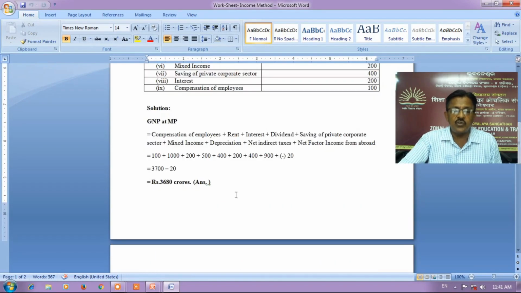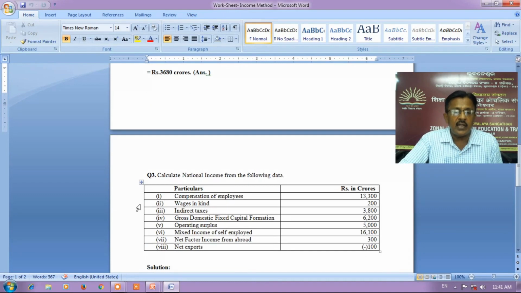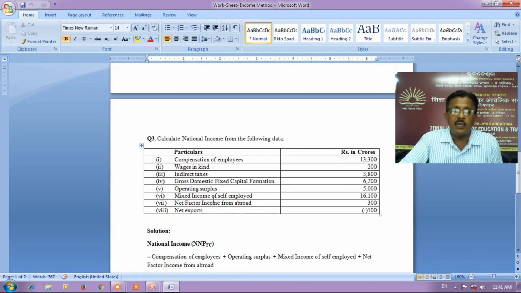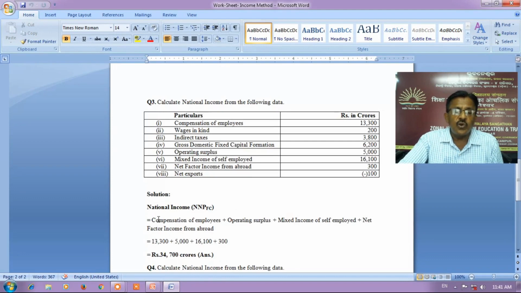So this was related to the income method, and another question is also given here. Question number 3, calculate national income from the following data. National income means the concept is NNP at factor cost. You might remember that we have discussed this in national income and related aggregates. The items are given as per the income method, so income related items, and the values are given in rupees. So national income, that is NNP at factor cost, as I just told.